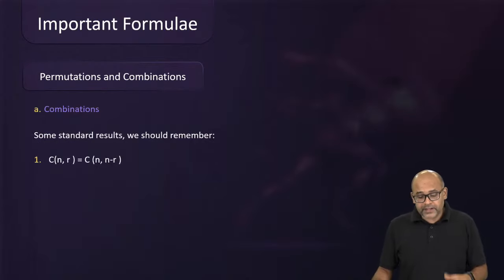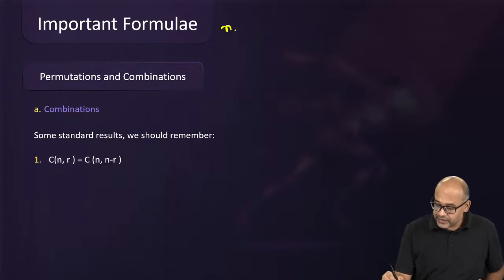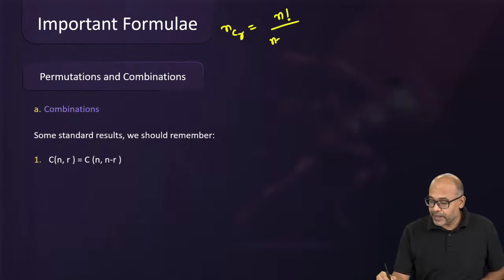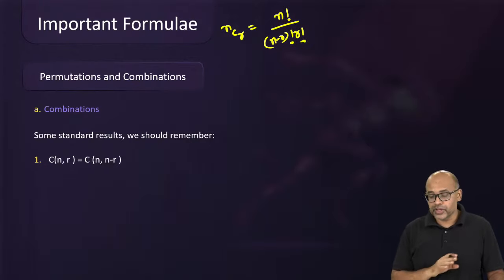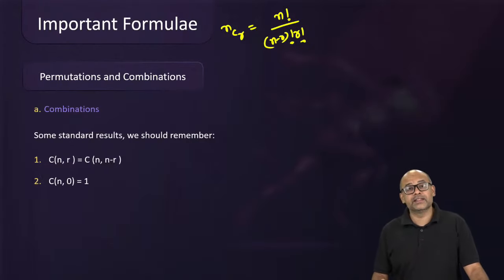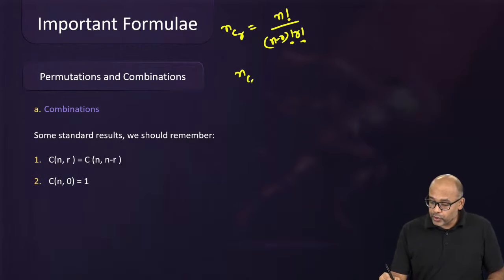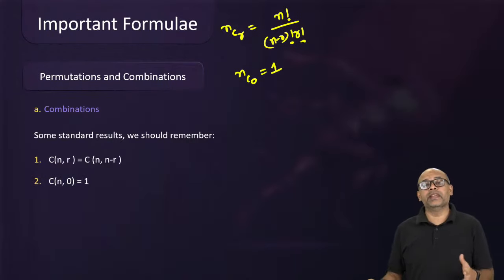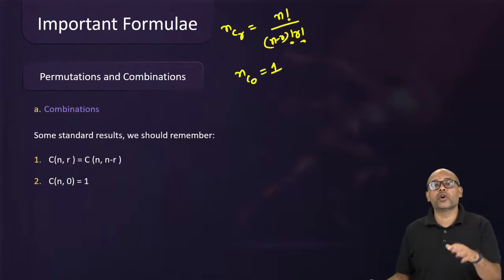Okay. The first formula is nCr. What is nCr as a formula? nCr is n factorial divided by (n minus r) factorial into r factorial. Right? This formula everybody knows. The results of this formula are these results. nC0 is always 1. What does it mean? It means choosing 0 objects out of n objects. There is only one way of doing it: don't choose anybody.